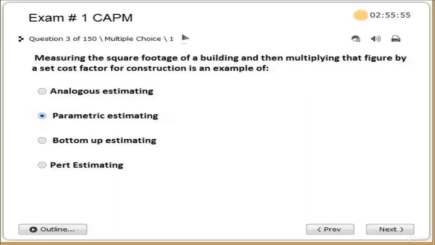Option A. Analogous estimating. Analogous estimating is a technique for estimating the duration or cost of an activity or a project using historical data from a similar activity or project. When estimating durations, this technique relies on the actual duration of previous similar projects as the basis for estimating the duration of the current project. Option C. Bottom-up estimating is a method of estimating a component of work. The cost of individual work packages or activities is estimated to the greatest level of specified detail.